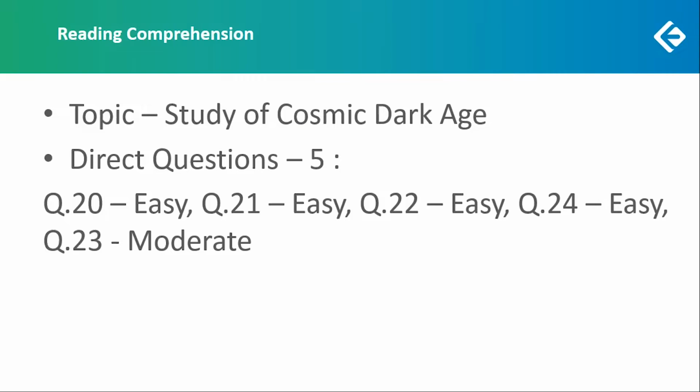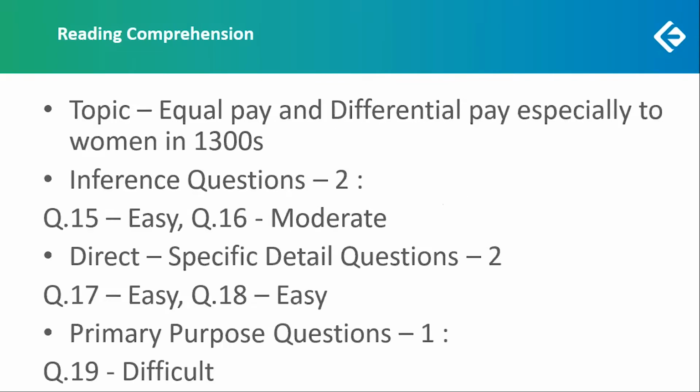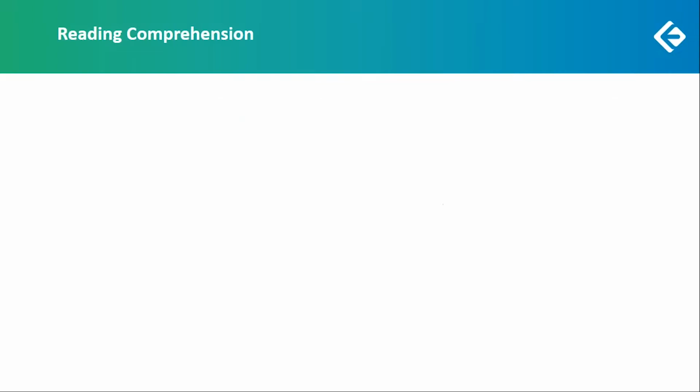So the last 2 passages, the study of cosmic dark age and equal pay and differential pay, especially to women in the 1300s, and the interpretation of historians related to that, both these passages had 5 questions each. So you were talking about 10 questions, out of which you could say that around 9 were there for the taking. You should have made sure that 9 were correct out of the 10. 8 or 9 out of 10 at least.